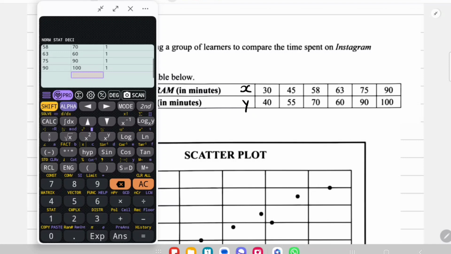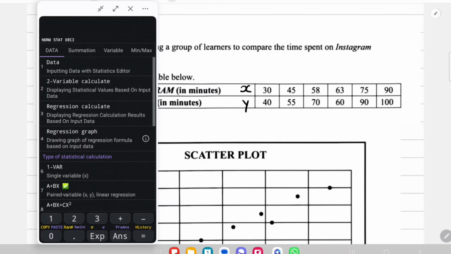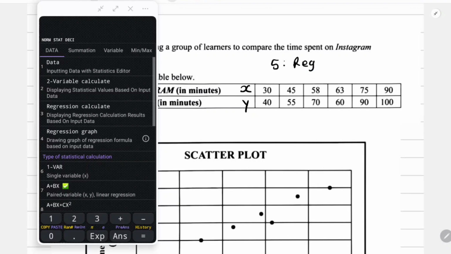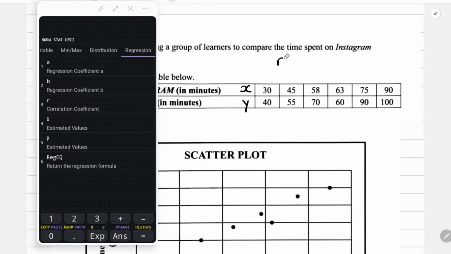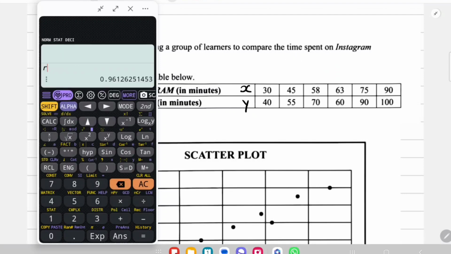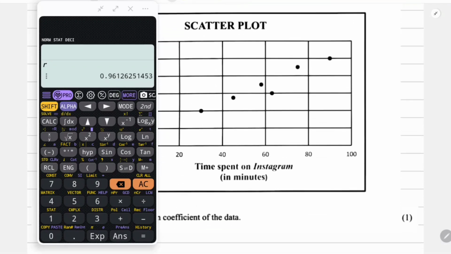And once you have put down these values, you can press AC, Shift, and 1, okay? On your calculator, you'll see that you have 6 options. And I want you to pick the option that says number 5, REG for regression. So when you go for that option, mine, again, it is a little different. So I'll have to go to regression over there. I want you to pick the option that has an R because that would be your correlation coefficient. On your calculator, it will probably be number 3, R like that. So I'm going to select that, and then press equal to on your calculator. And that is our correlation coefficient.